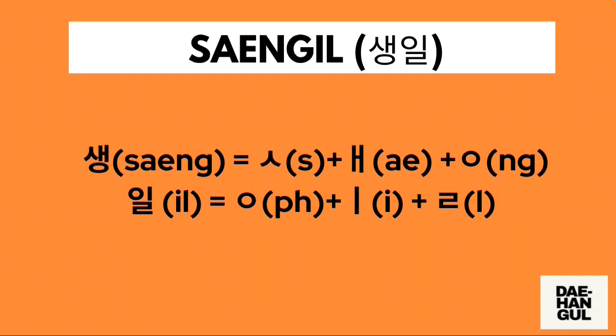How do we write 생일 in Hangul? Let's start with the first syllable. To be able to write the syllable 생, we need to draw first a siyet character, followed by an e character, followed by an iyon character. For the second syllable il, we need to draw first a no sound iyon, followed by an e character, followed by a real character. And then we just need to combine this to form the Hangul of 생일.